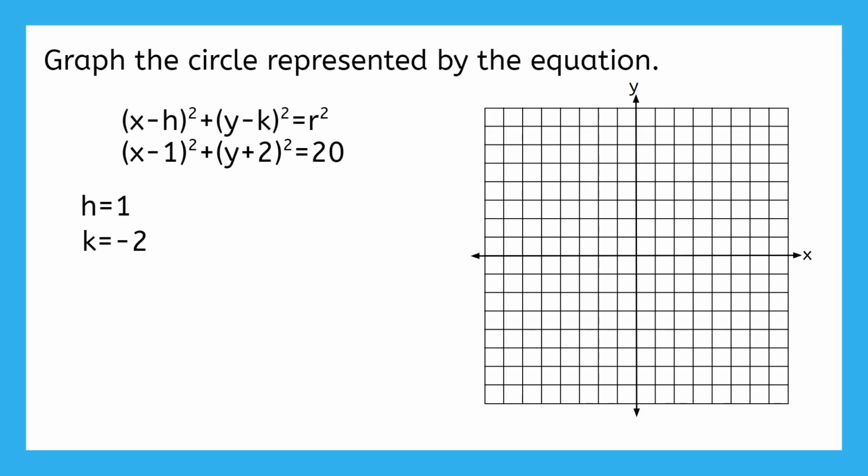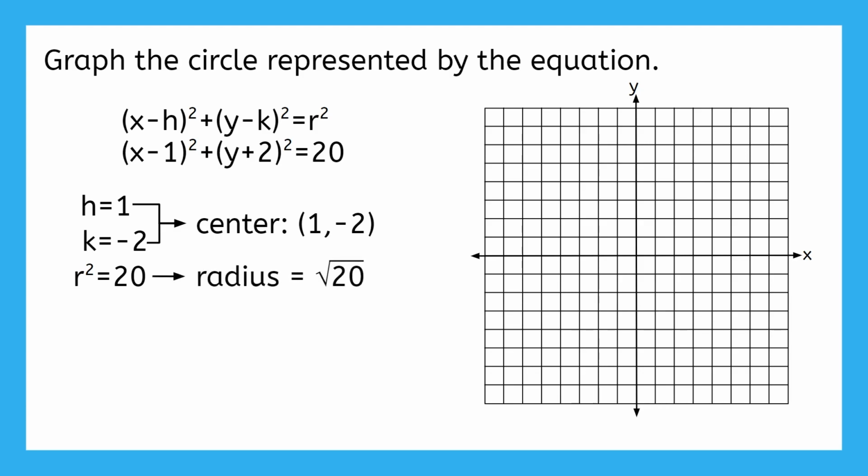Since the equation has y plus 2, that makes k negative, and this gives us a center point of 1 comma negative 2. For the radius, well, we can see that r squared is 20. That means the radius is the square root of 20. That is not a nice whole number.